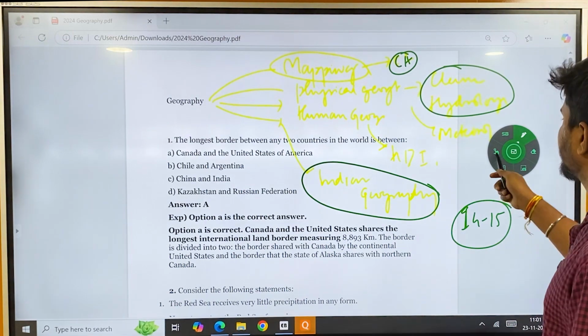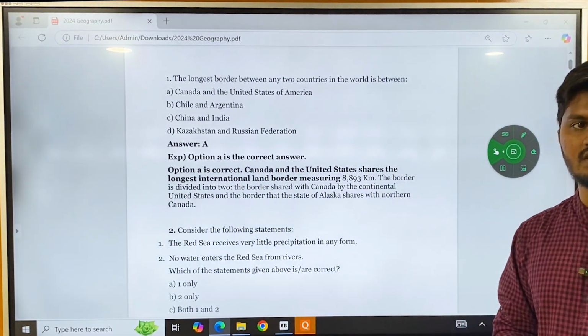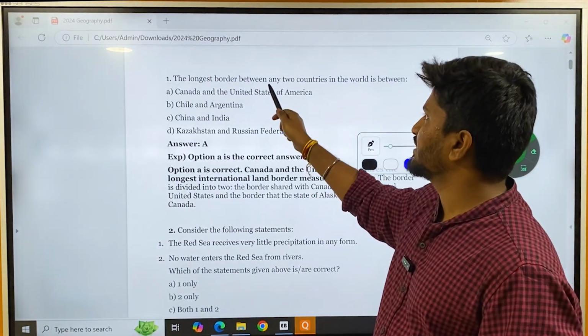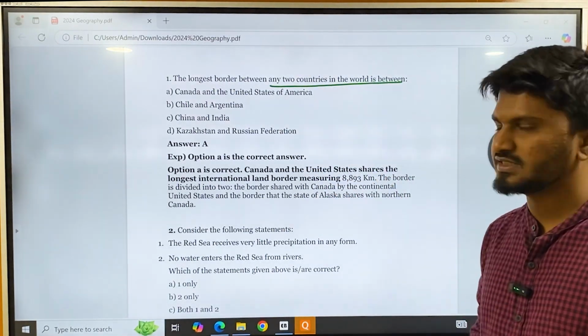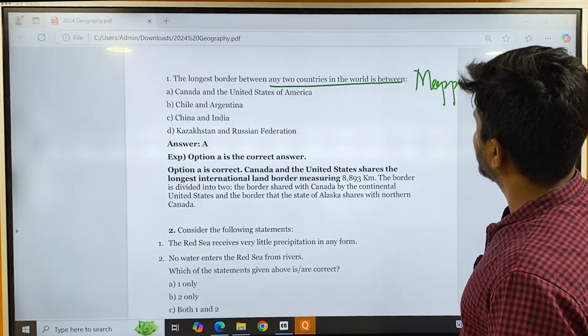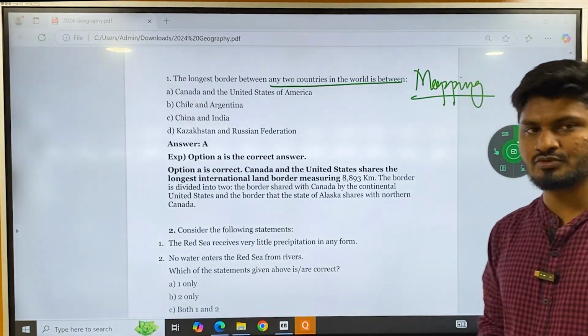So we'll do the discussion, we'll try to understand how you can answer the questions and whether there are any tricks to answering the questions. The first question here is, the longest border between any two countries in the world is between. This is again a question from mapping. This is general knowledge; you would be taught these things in primary school onwards.